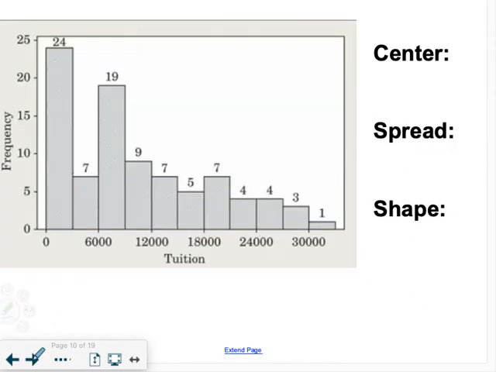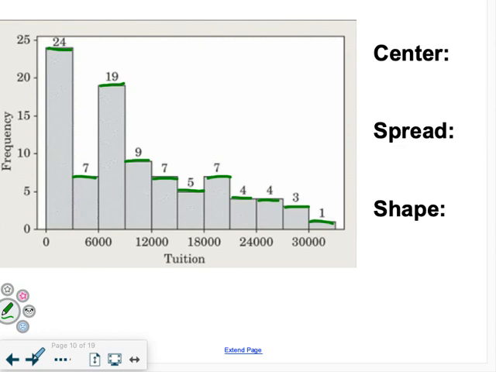So for this one, for center, I'm going to find the median. What I'm going to do is add up all the possible numbers that I have: 24 plus 7 plus 19 plus 9 plus 7, 5, 7, 4, 4, 3, 1. If we add those all up, we get 90.